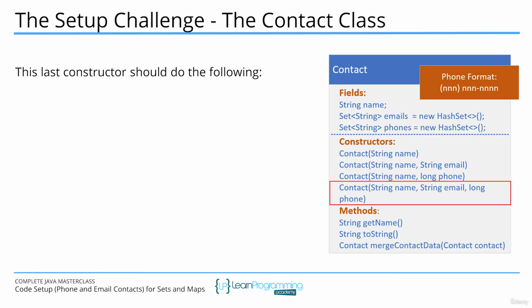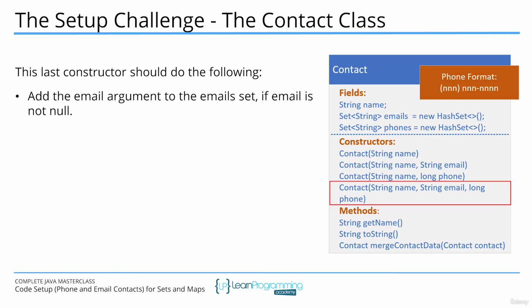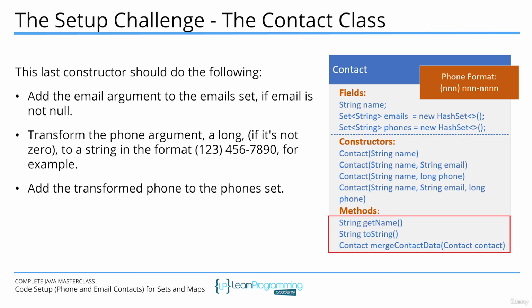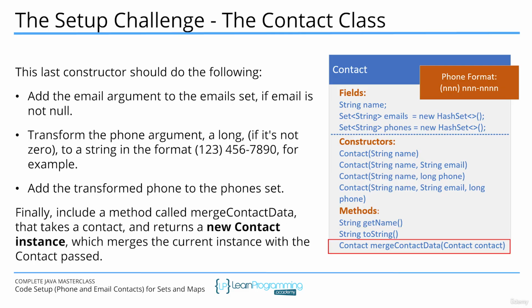This last constructor should do the following. Add the email argument to the email set if email is not null. Transform the phone argument, if it's not 0, to a string in the format 1234567890, for example. Add the transformed phone to the phone set. This class should also include 3 public instance methods: a getter for name, an override for the toString method, which will print the name, set of emails, and set of phones in a simple form. Finally, include a method called mergeContactData that takes a Contact and returns a new Contact instance, which merges the current instance with the Contact passed.